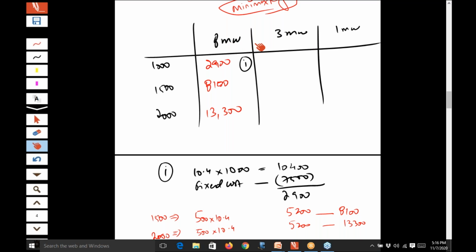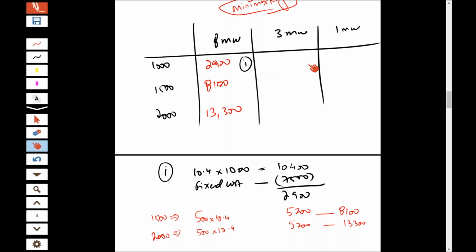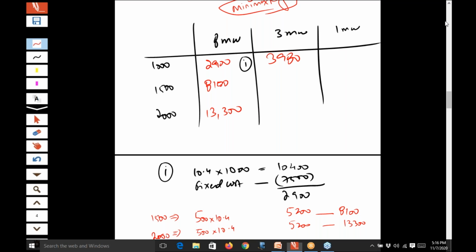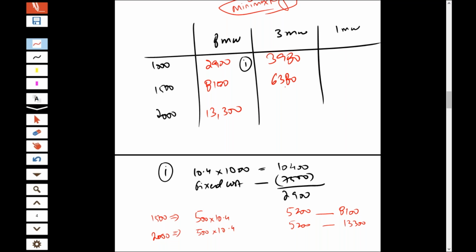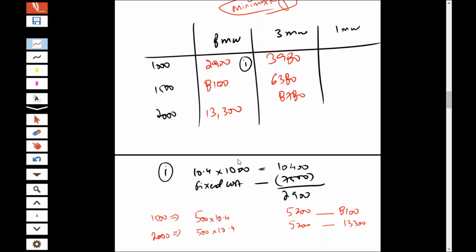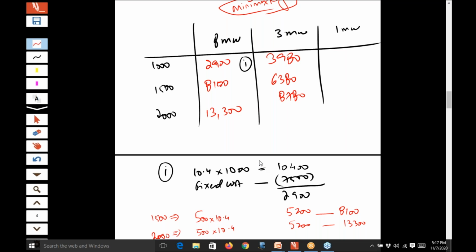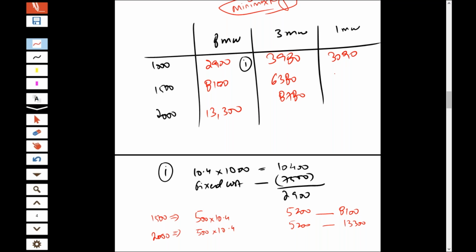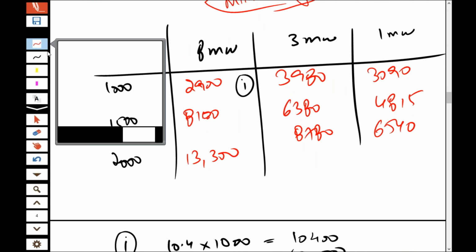Okay, so I've got two answers. I'm going to take these answers. So it's actually like 3980, then what we have is 6380, 8780. And then what else we have? We have got 1 megawatt, which is going to be 3090, 4815, 6540. Now, let's use this in order to go for Maximax and the maximum.